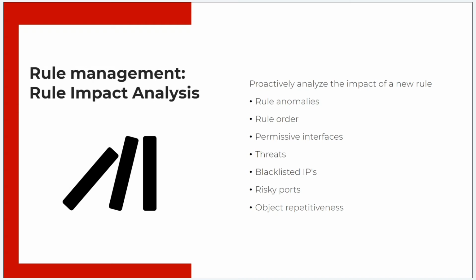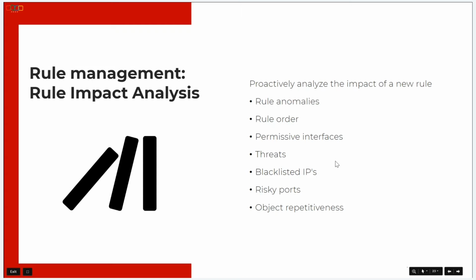The rule impact feature helps you to check the proposed new rule against the existing rule base for anomalies. It suggests an optimal rule order by analyzing the proposed new rule for rule complexity and anomalies. It helps to identify any overly permissive destination interfaces for the proposed new rule. It helps to detect and report on service, application, and interface level threats. It also singles out blacklisted IPs and makes sure that they are not used in any of your proposed new rule. It provides risk assessment for relevant services, applications, and interface ports. And finally, you also get to view the object repetitiveness in any of the newly proposed rules.